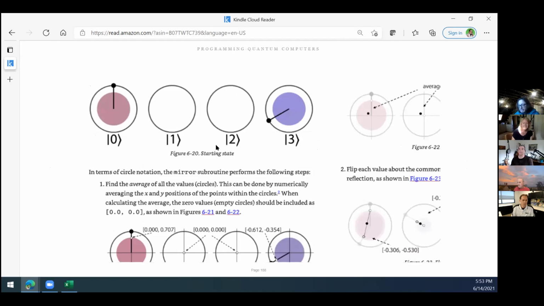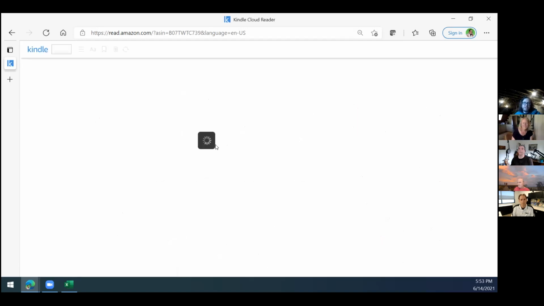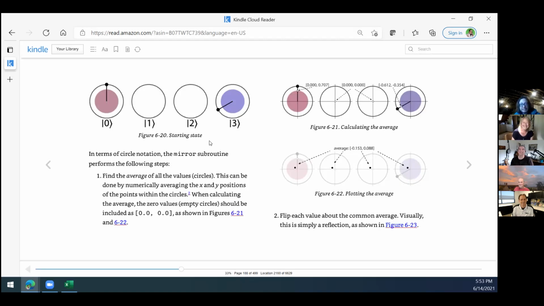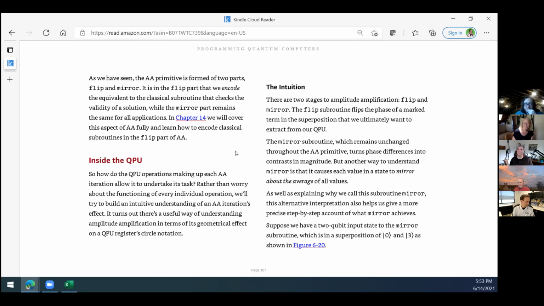So the next thing I wanted to talk about was this intuition thing, which is totally unintuitive. So we're ignoring the flip part. We're just talking about the mirroring, because the flip can change based on what you're doing. So the mirroring is the important part. And it says, think of the mirror as mirroring about the average of all values.